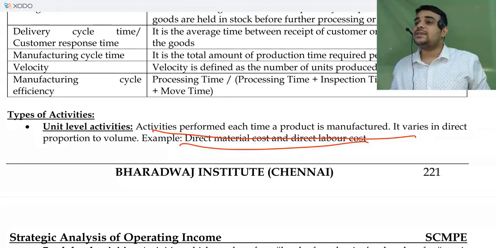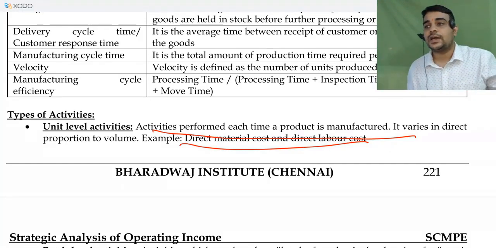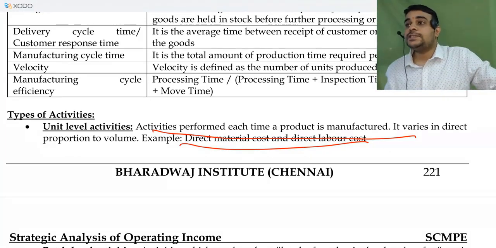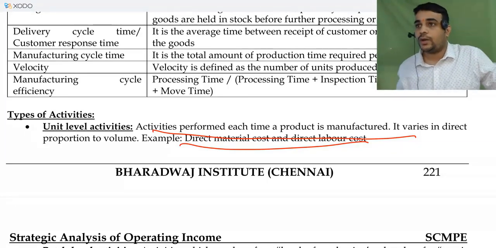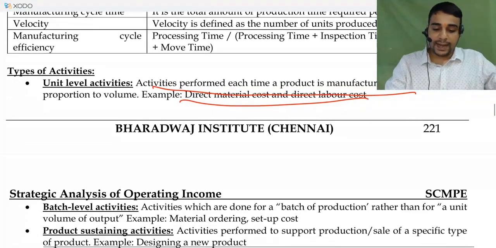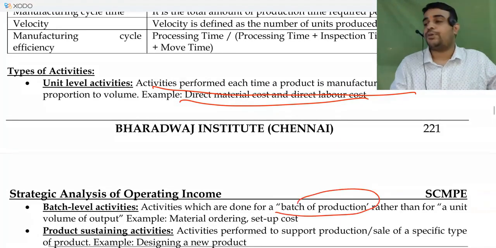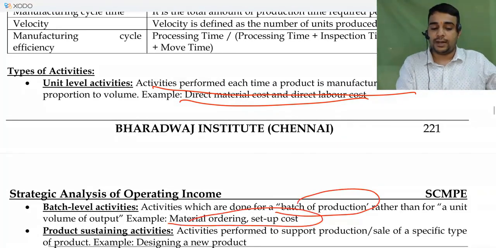Batch related costs are those where you inspect one unit out of 100 units, or the cost is incurred per batch of production. So inspection could be one, material ordering could be one, where you order 1000 units at a time. You don't order one unit. So activities which are done for a batch of production. Example, material ordering and setup costs.